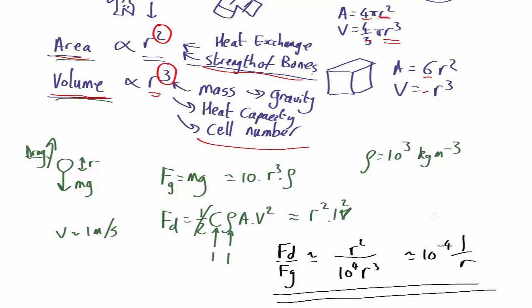So what you can see is, even though the physics hasn't changed, when you're on big scales, gravity will dominate. Things will tend to fall. On small scales, drag and friction will tend to dominate.